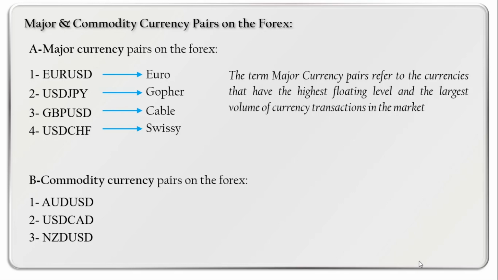So that's why these three pairs in the Forex are called commodity currencies, because their value is mostly affected by commodity prices in the market. These currencies are also called by traders by other names. The AUD/USD is called Aussie, USD/CAD is called Loonie, NZD/USD is called Kiwi.